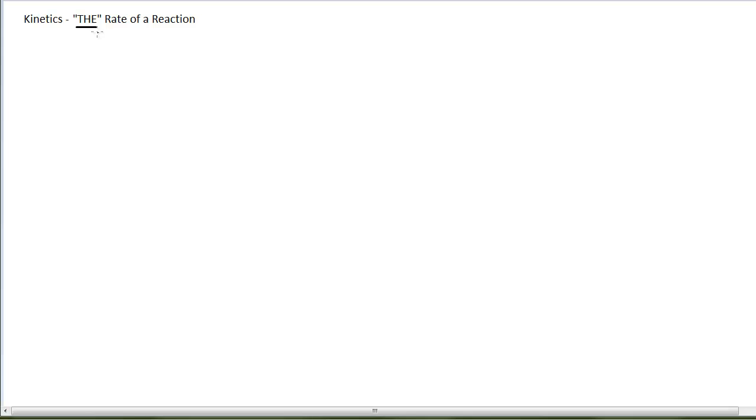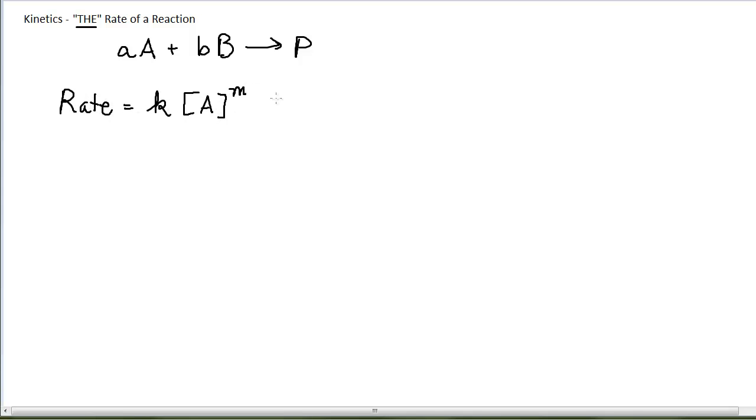So for example, if we take the generic reaction aA plus bB, where my lowercase letters are coefficients, goes to products. If I look at this reaction experimentally, I will find that the rate of the reaction follows this equation. I have the rate is equal to some constant k. This k is called the rate constant, and it has to be determined experimentally, times the concentration of my two reactants raised to some power.